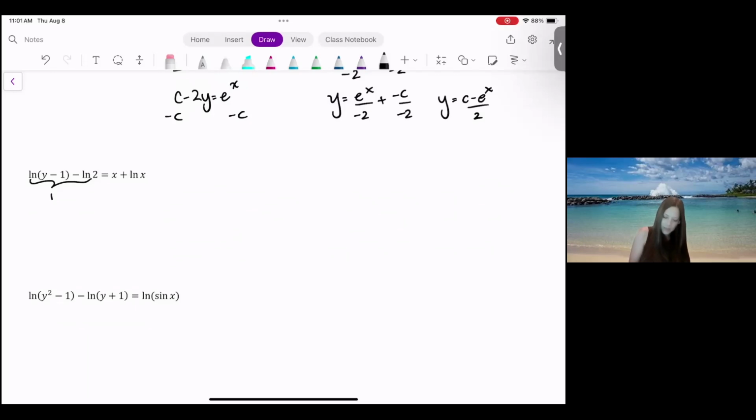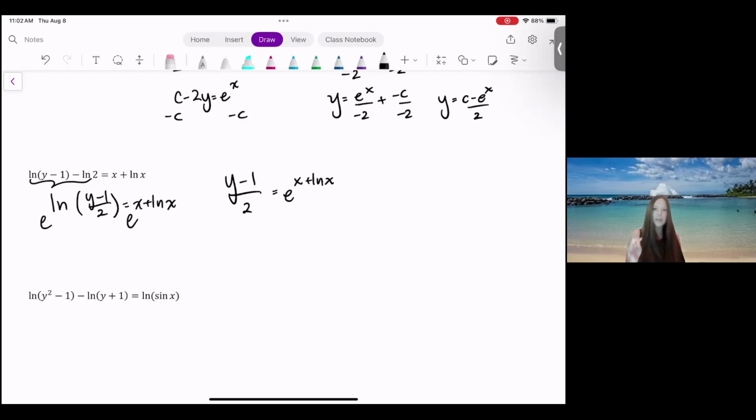I can combine that to be the natural log of (y minus 1) over 2 is equal to x plus the natural log of x. Now, I can exponentiate both sides. I cannot condense the right-hand side because it's not the natural log of x, it's just x. And so in that case, I'm only able to take the exponent of both of those. e to the natural log of (y minus 1) over 2 simplifies to (y minus 1) over 2. And then I have e to the x plus natural log of x.